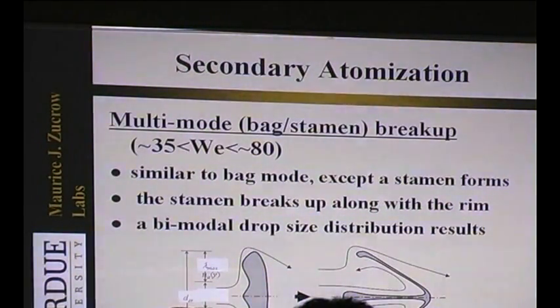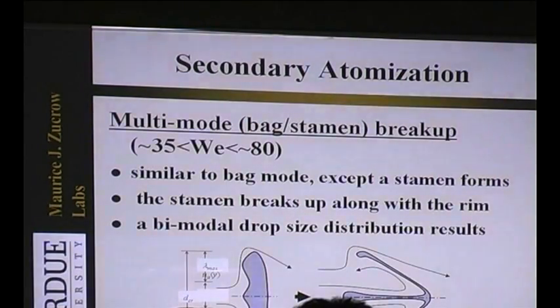Similar to the bag mode, the behavior is the formation of some sort of downstream protrusion. But in the multi-mode situation, we have this upward stamen, as it was called by earlier workers in the field. The breakup process occurs by the bag rupturing. The rim then breaks up second. The stamen then breaks up at the end.